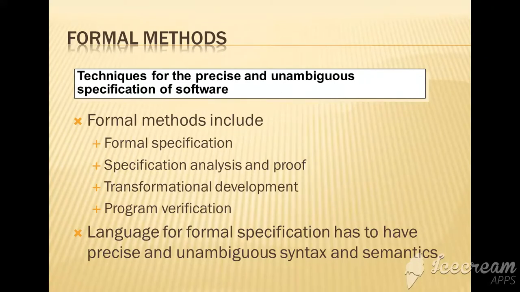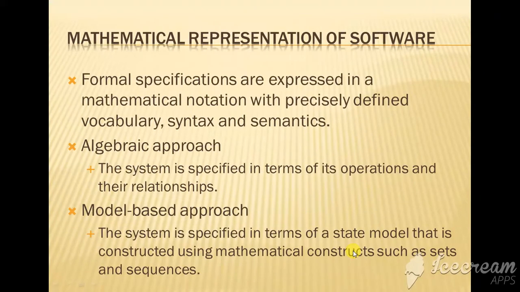The language for formal specification has to have a precise and unambiguous syntax and semantics. So we will proceed with the next part, the mathematical representation of software. How can you represent the software in terms of mathematics? We have already seen software modeling and design, where we have seen all the diagrams thoroughly. Now, with the diagrams, how can you convert them to formal specifications?